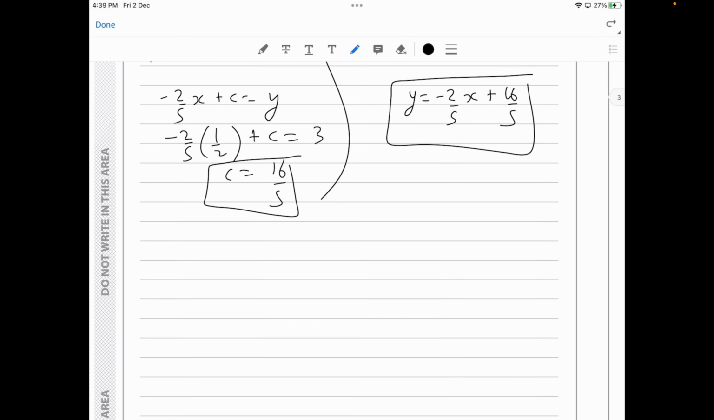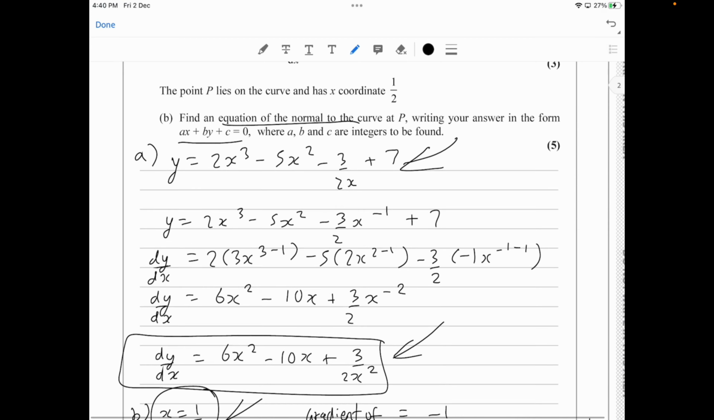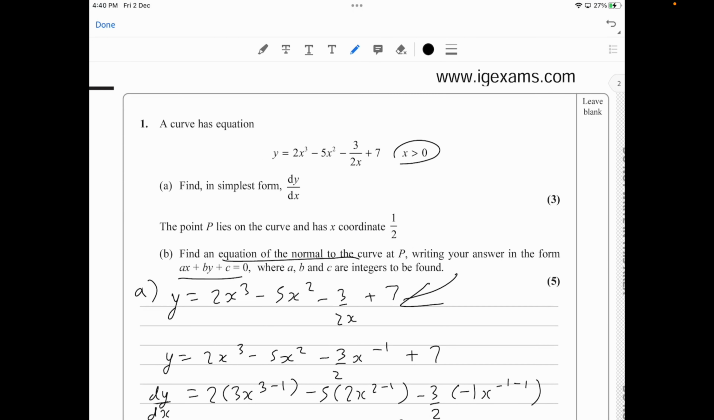So when you rearrange it, ax plus by plus c is equivalent to 0. We are going to rearrange it as -2/5 x minus y, actually, plus 16/5 is equivalent to 0. Now, we cannot leave it as it is currently either, because we have to multiply some of these values by 5. The reason why we're multiplying this whole equation by 5 is because we have to make this where a, b, and c are integers to be found.